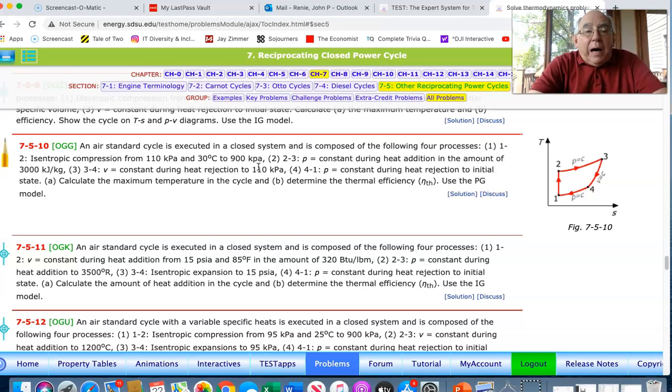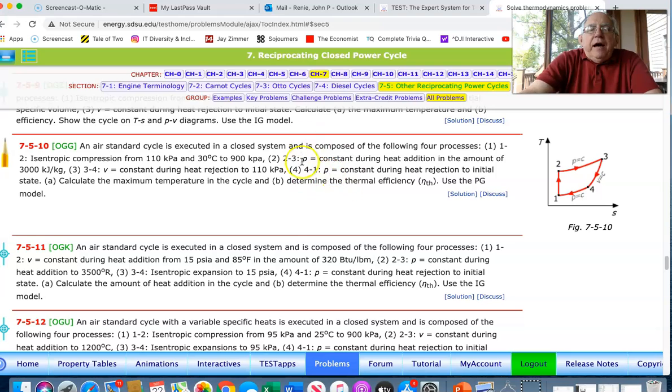That's then followed by a third process that is from 3 to 4, which is a constant volume heat rejection, and the pressure goes back down to the original incoming pressure. Because it's constant volume, we know that there's no work being done. In fact, the cylinder is not moving during that particular process.